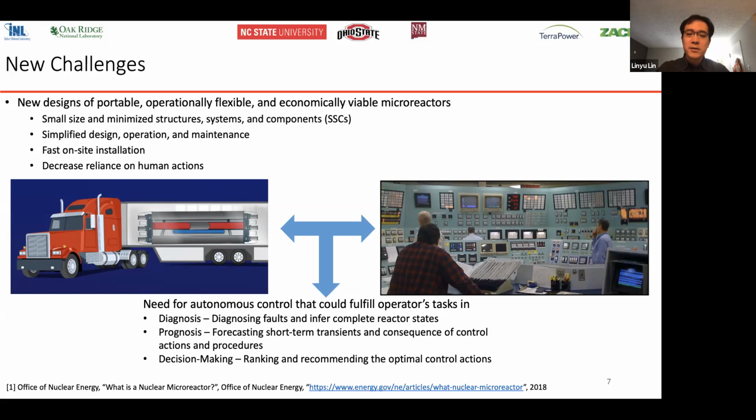Especially, here I list 3 examples that we expect the autonomous system to fulfill. First is the diagnosis, where the autonomous control system needs to detect and diagnose the fault and infer the complete reactor state during any situations. Second is the prognosis, which is to forecast the short-term transient and consequences of any control action and procedures. And third is the decision-making, where the control system is to rank and recommend the optimal control actions based on the diagnosis and prognosis information.